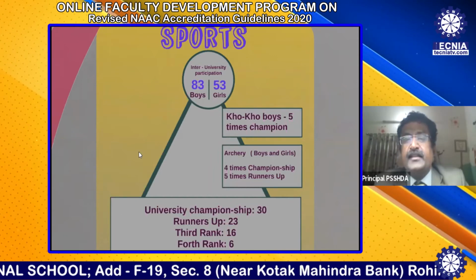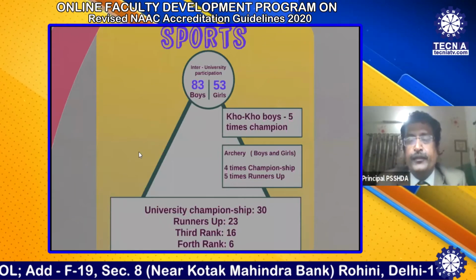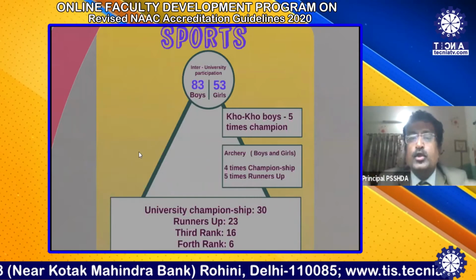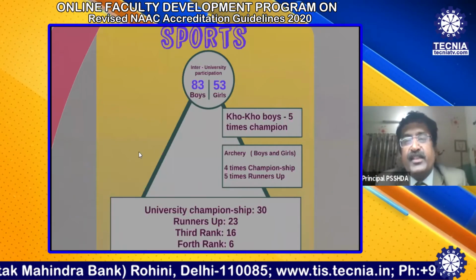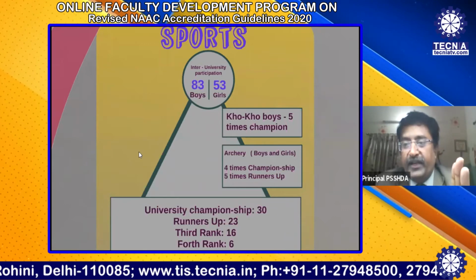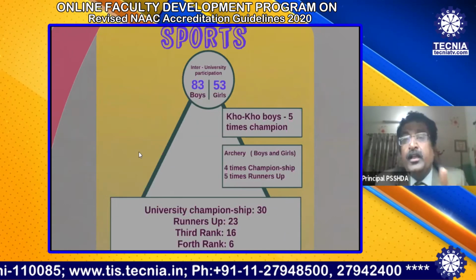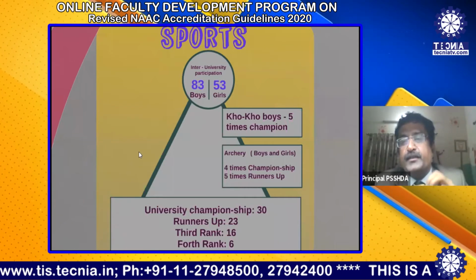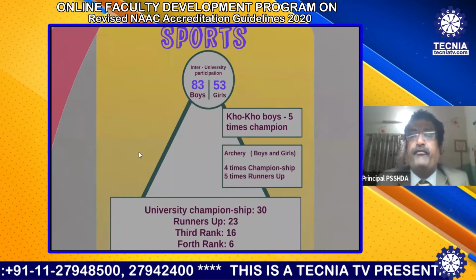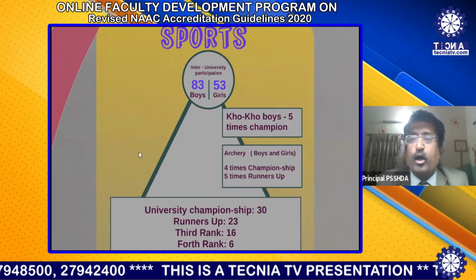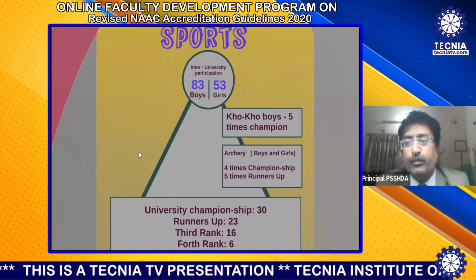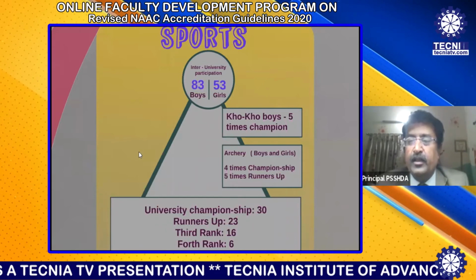Further, I can say that in archery, see, boys and girls, I have 10 events, 5 events for boys, 5 events for girls. Out of 10 events, 4 times championship and 5 times runners-up. Means I can say that in the total 10 events of the last 5 years, in 9 events, my college has played a final game of the university level. In Kho-Kho, we are 5 times champions, means in the last 5 years record, all 5 times we are champion. So we can say that in Kho-Kho, my college boys team is unbeatable champion during the last 5 years.